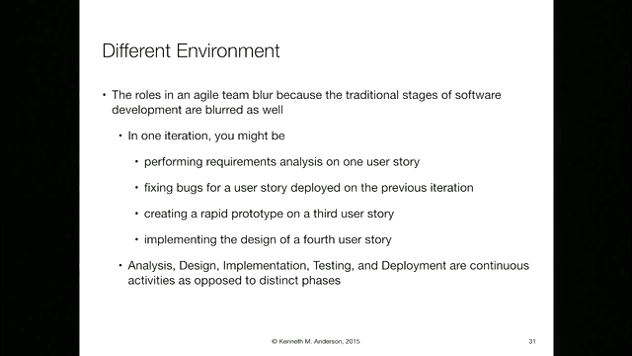As I just mentioned, in one iteration, you'll be performing requirements analysis. You'll be doing a design. You'll be fixing bugs for a user story that was deployed on the previous iteration. You might be creating a rapid prototype for one of the stories so you can try to understand it better. And you'll be implementing the design of a 4th user story. Like all 4 of those stories are assigned in this iteration. They might each be at different places. But in that one iteration, you'll be doing a little bit of analysis, some design, some test, some build, etc., and then trying to deliver as many of these stories as possible by the end of the iteration. So analysis, design, implementation, testing, deployment are all continuous things that we do as opposed to distinct things that we do.